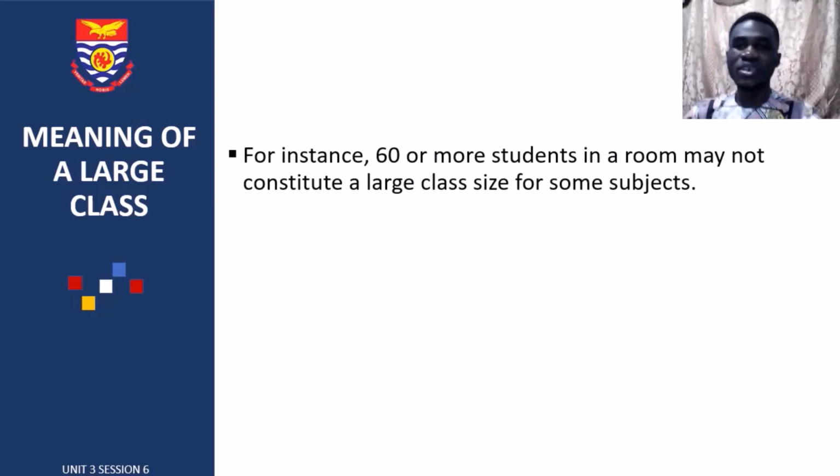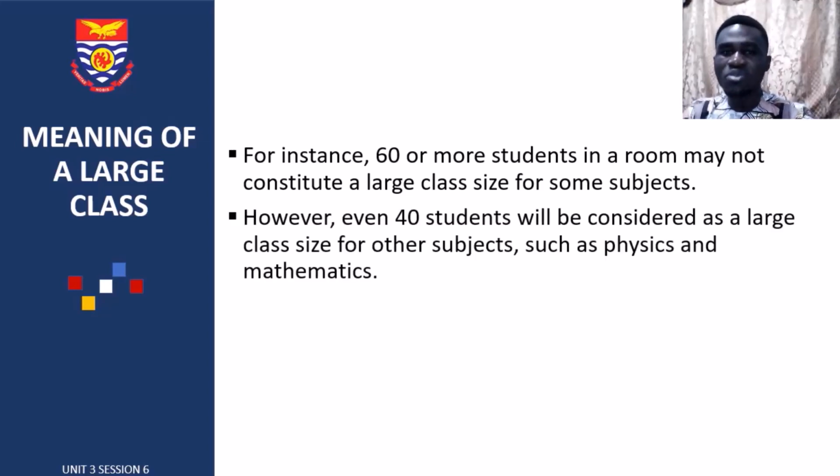So, for instance, in physics, when you have a class size of, let's say, even 20, you can say it is large. But in the arts, they will say 20 is too small. So, it is not just by the class size. 60 or more students in a room may not constitute a large class for some subjects, but 40 will be considered a large class for other subjects like physics and mathematics. In some subjects, they may consider 60 to be normal, but in physics, even 40 becomes a very large class for you.